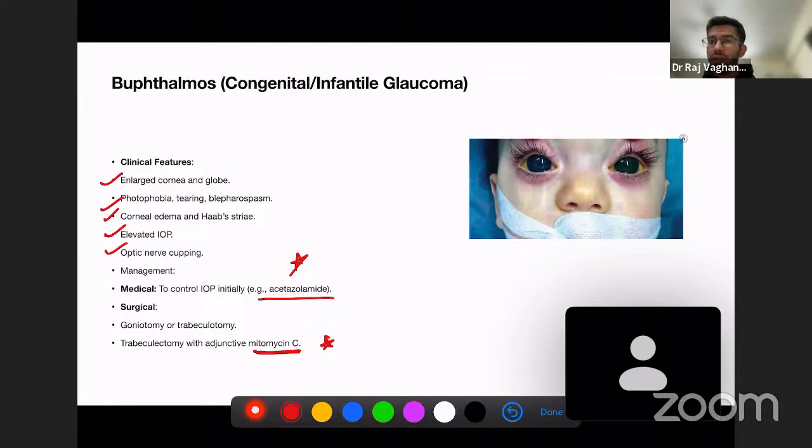It is not very common, unlike adult primary open angle glaucoma or angle closure glaucoma. It is not common in children, but it is seen sometimes where you have a family predisposition towards glaucoma. So we have discussed the clinical features and the management of buphthalmos.